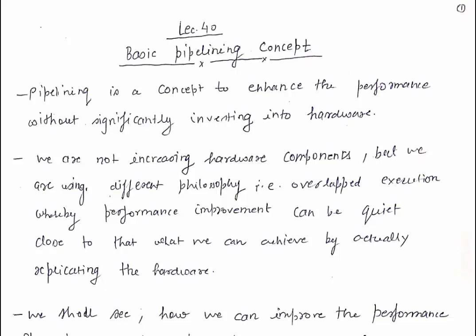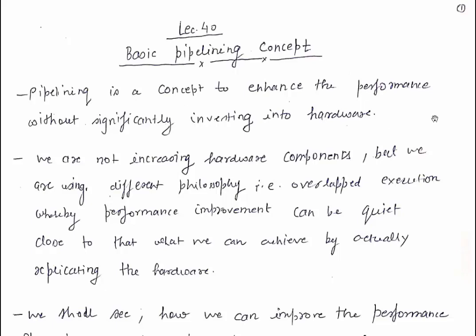If you allow them to execute in a pipelined fashion, you require only 9 clock cycles to complete 5 instructions, and if you allow them to execute in a non-pipelined fashion, in that scenario, you are taking 25 clock cycles. So that is the need, or the requirement, of pipelining. Through pipelining, we can reduce the execution time. So that is what it is all about.